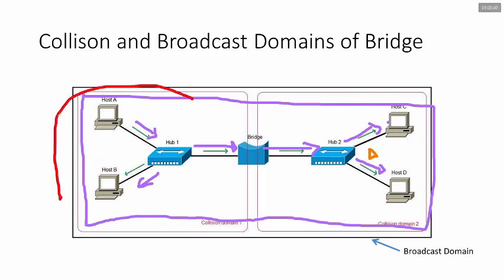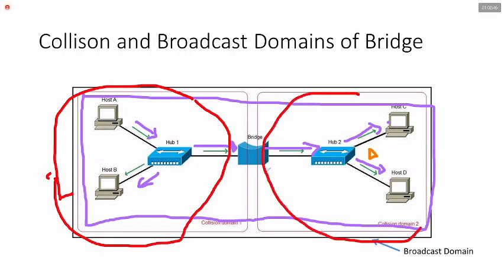and the two red color ones are the two collision domains created by the bridge, right? So the bridge divides the network into two collision domains, but the broadcast domain will be one. Everybody in the network will be in one broadcast domain.